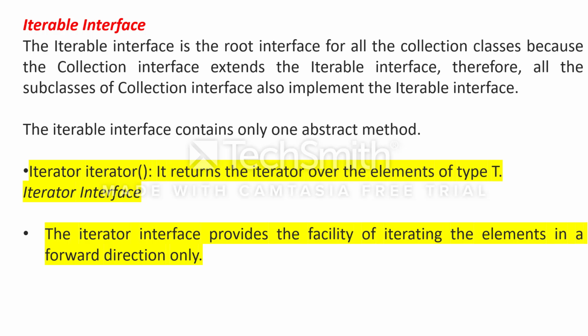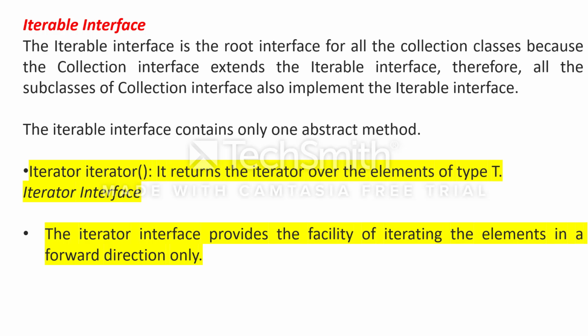The Iterable interface contains only one abstract method. That is something we should know: how many abstract methods does the Iterable interface have? It has only one abstract method, iterator. What is iterator?